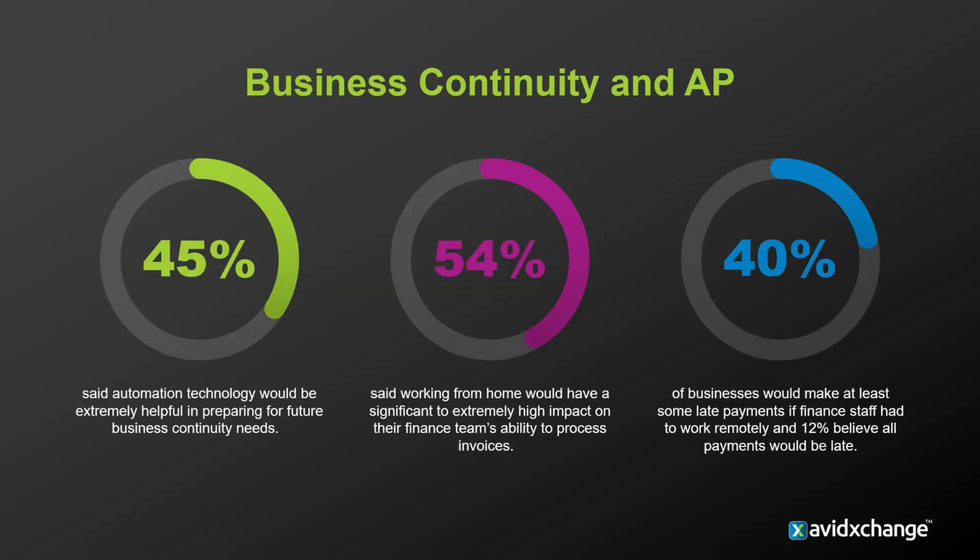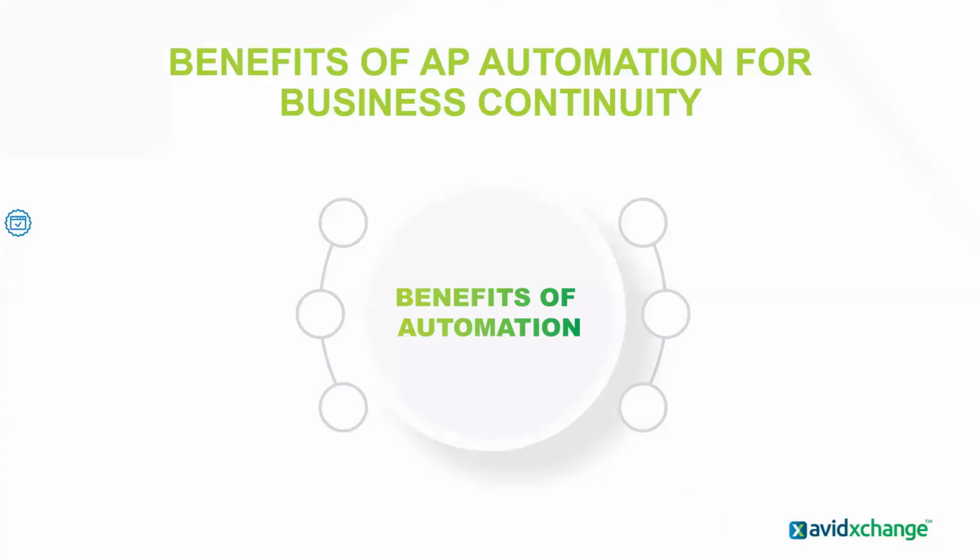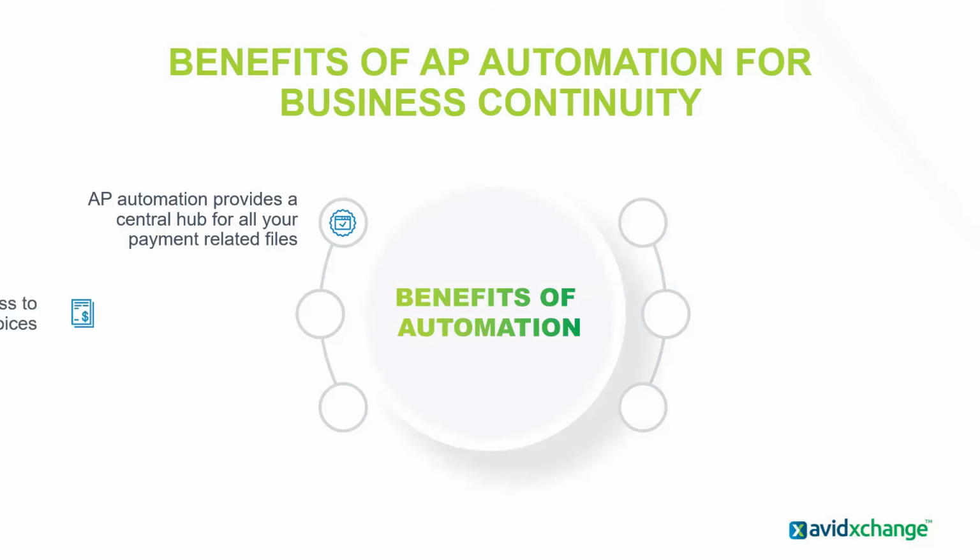So certainly there are ways out there that can help. AP automation is one of those. Some of the benefits of automating the AP process: it provides a central hub for all employees to be able to access files from anywhere, anytime, on any device.